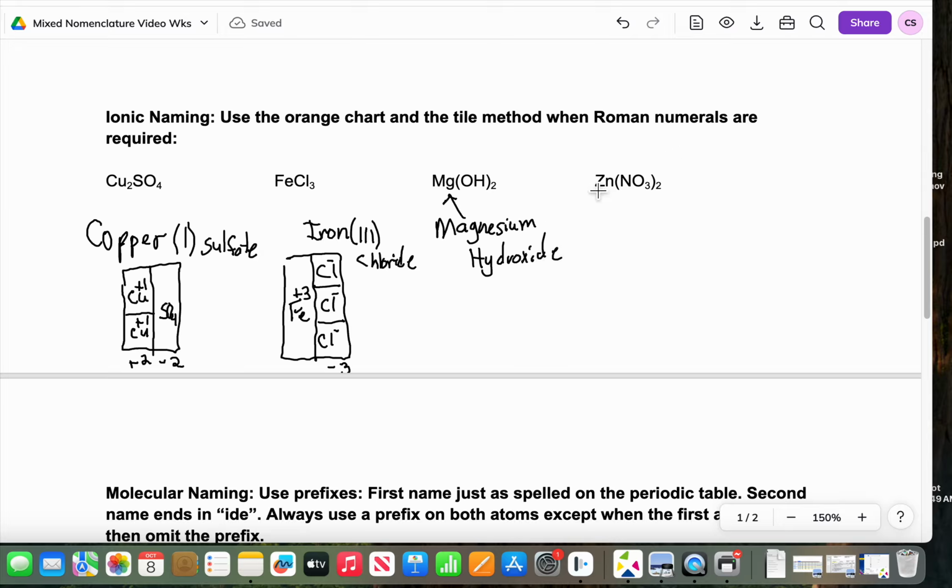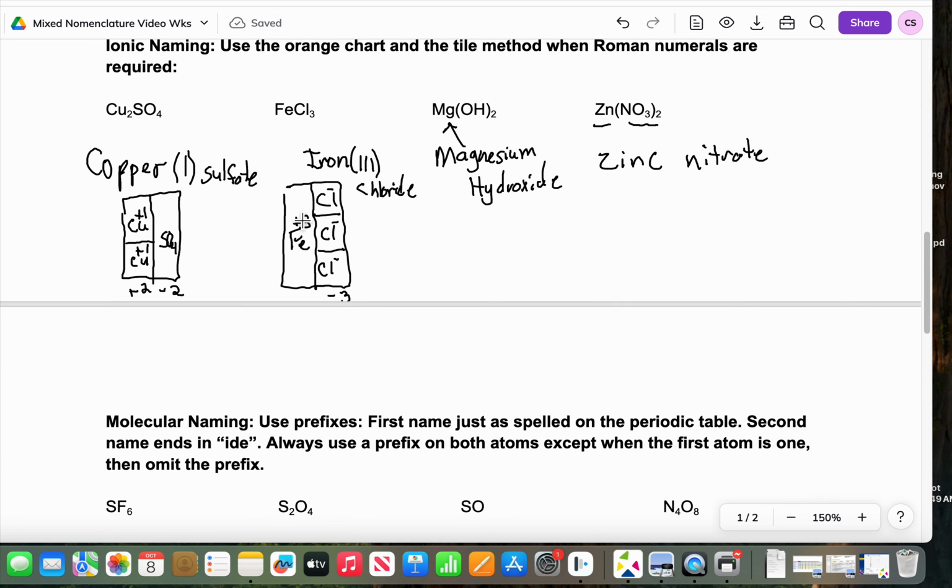Okay, same thing with this one. You look up the name of zinc, yeah, it's zinc. And you notice there's no Roman numeral required. And then the name of the negative ion, that's called nitrate. Notice I didn't use any prefixes whatsoever. I just said the cation name followed by the anion name. Sometimes you need to use a Roman numeral.